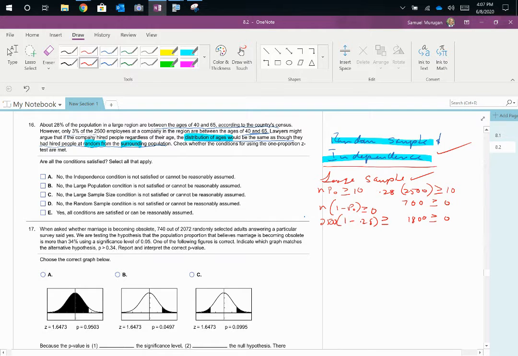Now, the fourth condition is the large population. Large population says that the population must be greater than 10 times 2,500. And we're talking about the entire population in a large region. So this condition means that in this region, there will be at least 25,000 people between the ages of 40 and 65. So we can say, yes, all conditions are satisfied and can be readily assumed.